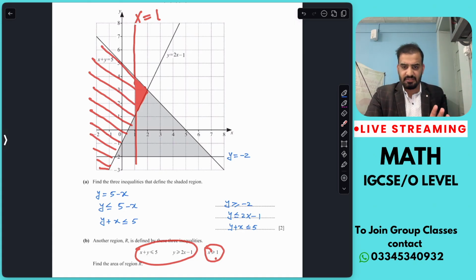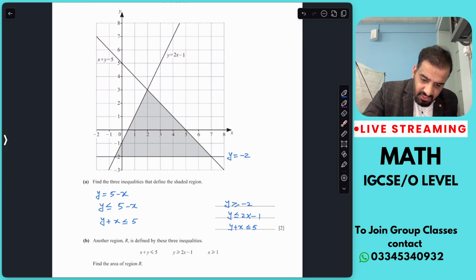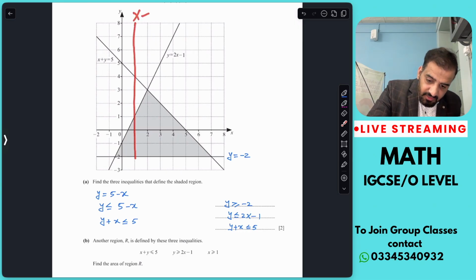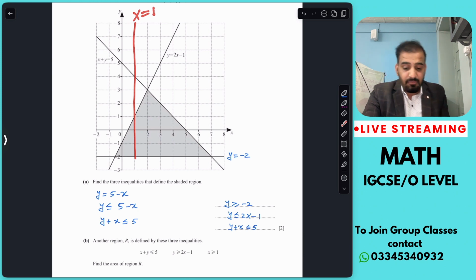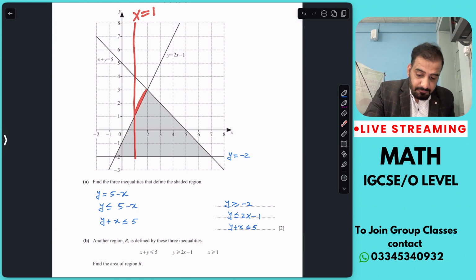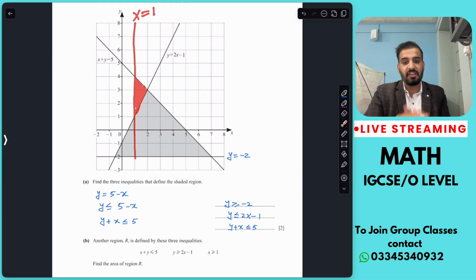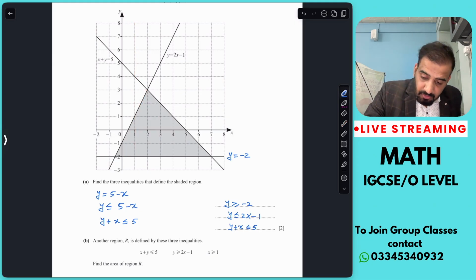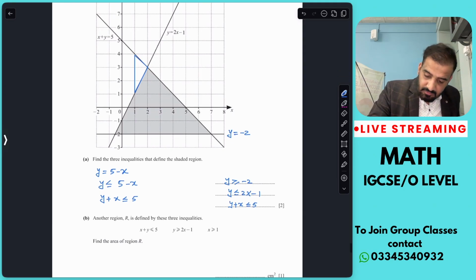Combining all the shadings, this is my shading. This is my line, x equals 1. So greater than or equal to 1 means only this portion, if I combine all the shadings. So let's make a triangle over here. This is region R.